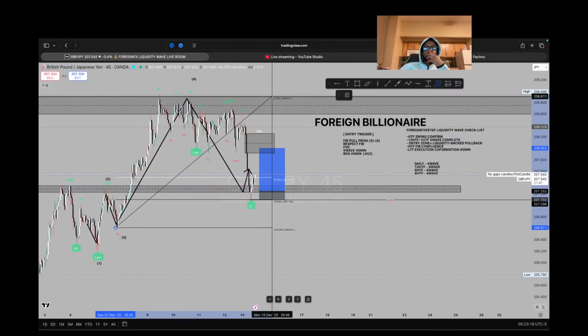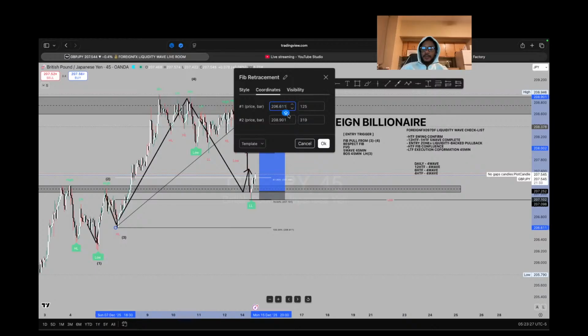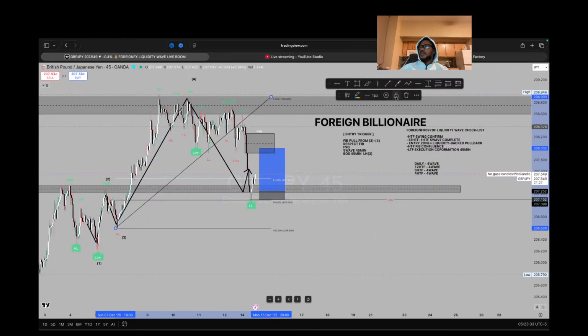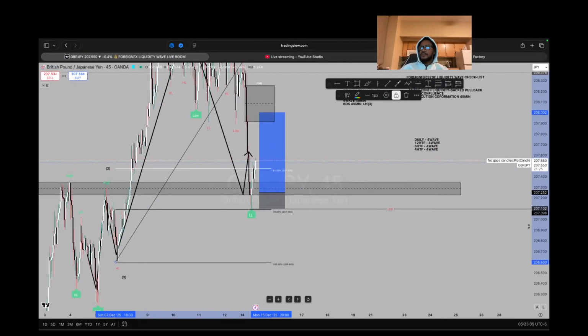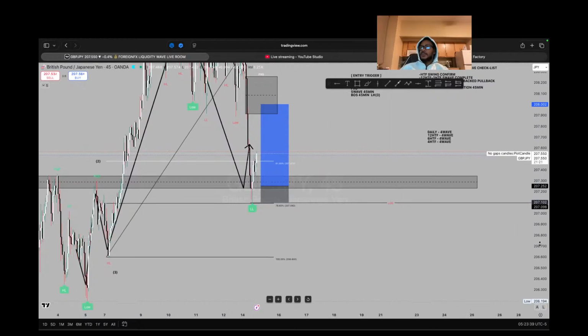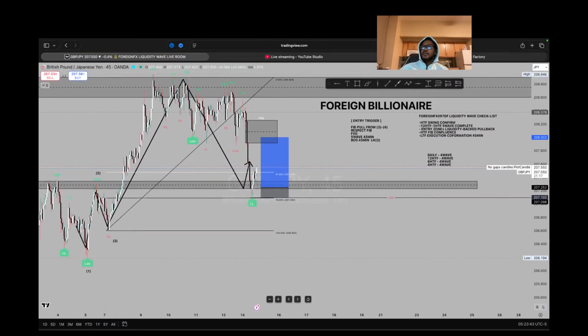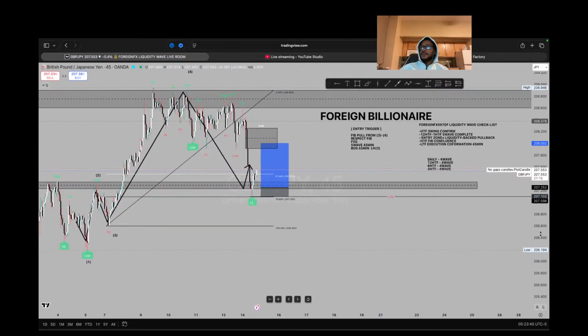At the end of 45 minutes, yeah, we did respect it. We did respect this. We didn't come all the way down. We slightly tapped into it in the fib. We did respect that.